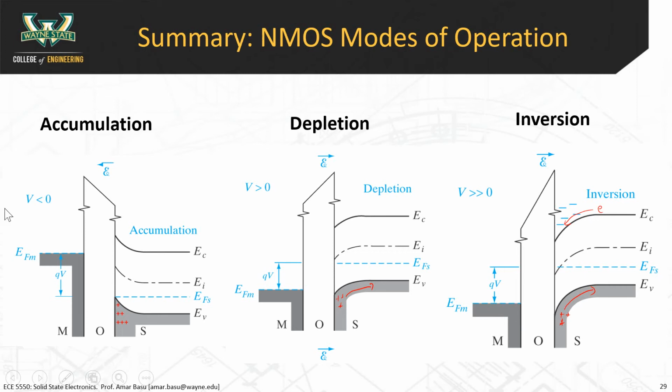All right, this is V less than 0, V greater than 0, and then V much greater than 0. So this happens when V is greater than VT, the threshold voltage.